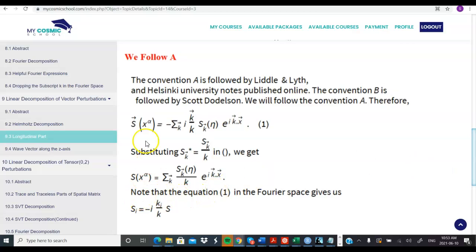After writing si as minus i ki by k sk, we can drop the subscript k from the final expression, because that's the notation simplification that we follow: in the final expression we do not write the subscript k. So this is for each kth component, and it is implicit that this s is for each kth component here. Okay.